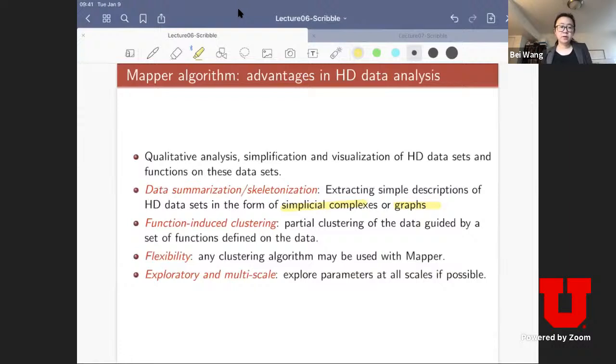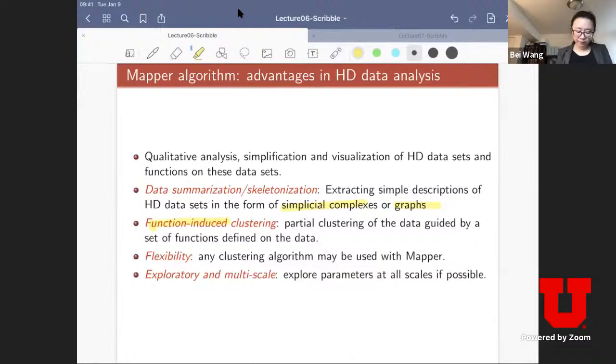The second thing is, how do I get to that cover? In the mapper framework, it's in some sense a function-induced covering or a function-induced clustering. So the reason why this whole lecture is grouped around the idea of clustering is you can also imagine mapper is a fancier way of doing clustering where you are doing some sort of fuzzy clustering of the data, and that clustering is guided by a function defined on the data set.